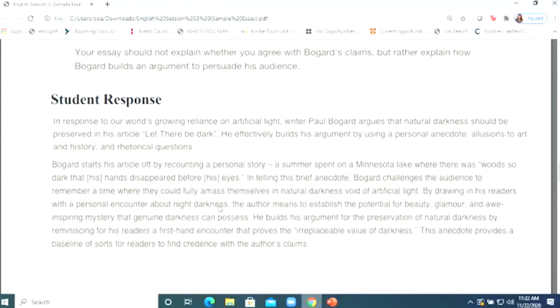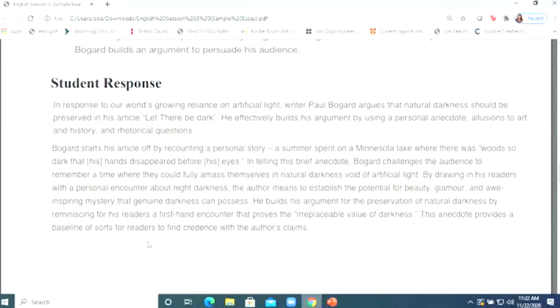By drawing in his readers with a personal encounter about night darkness, the author means to establish the potential for beauty, glamour, and awe inspiring mystery that genuine darkness can possess. He builds his argument for the preservation of natural darkness by reminiscing for his readers a first hand encounter that proves the irreplaceable value of darkness. This anecdote provides a baseline of sorts for readers to find credence with the author's claims.